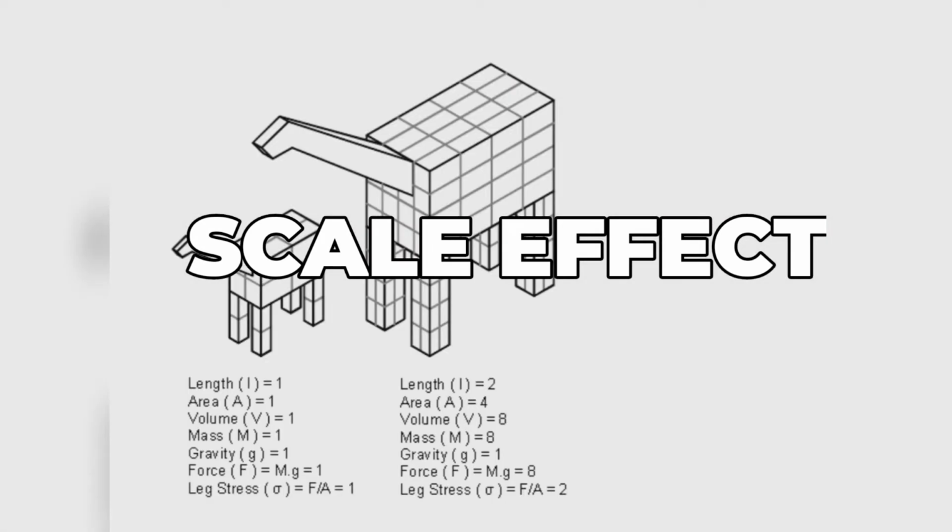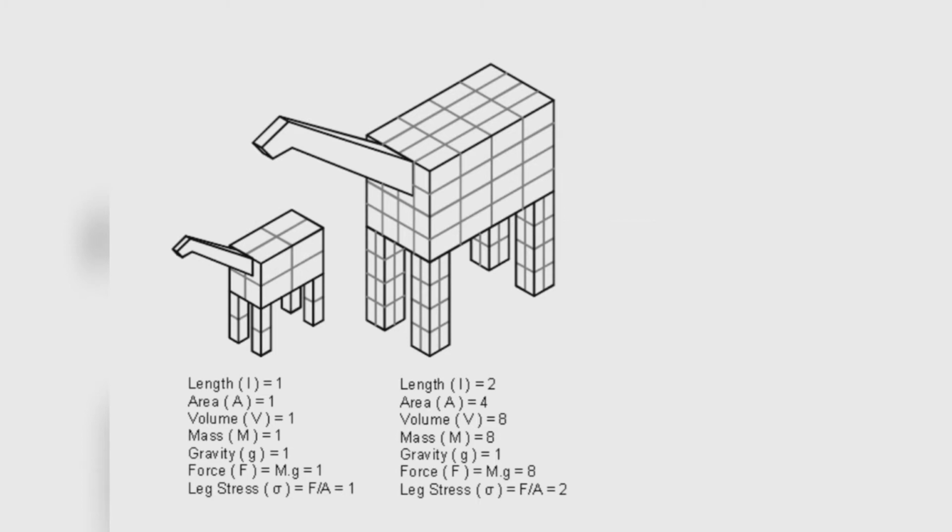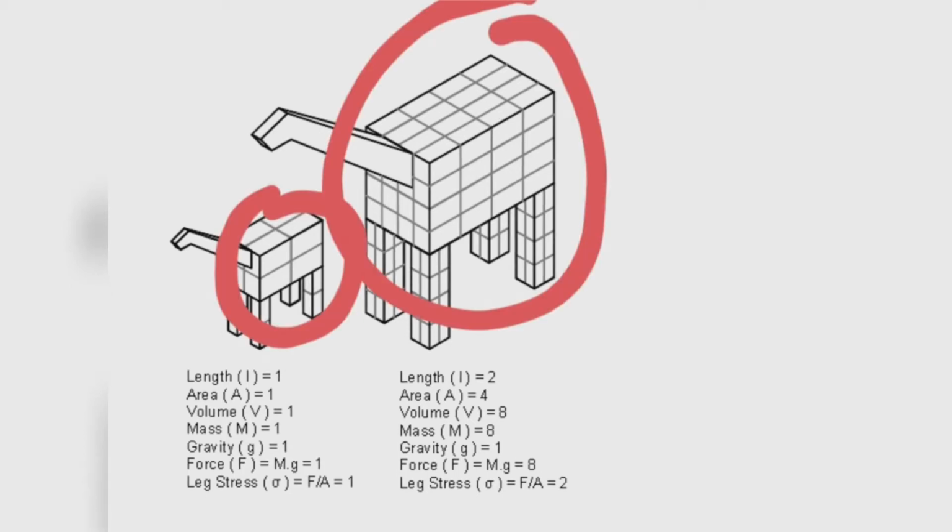So we are going to study the effect of gravity by understanding the scale effect. Let us understand this very basic concept by taking a very simple example in which we have taken two animals which are identical in shape, and the size of the second animal is twice as big as that of the first animal. This means that the middle body of the bigger animal is twice that of the smaller animal. Likewise, the legs of the bigger animal are twice in length as well as twice in width.